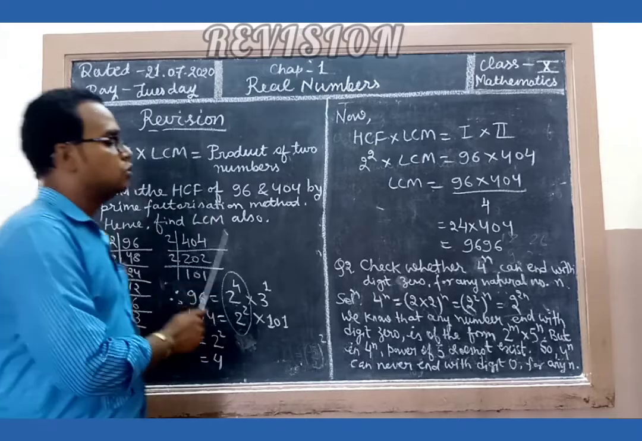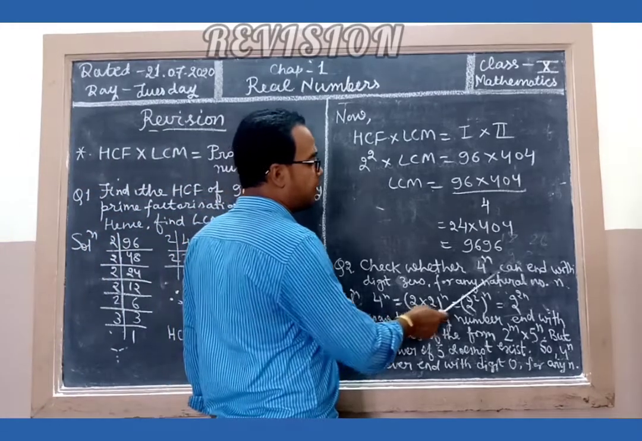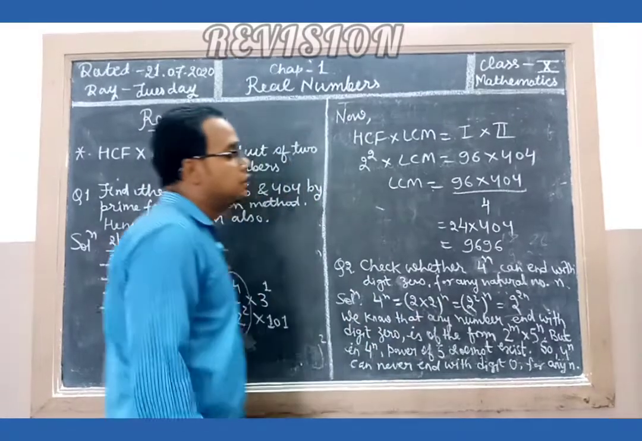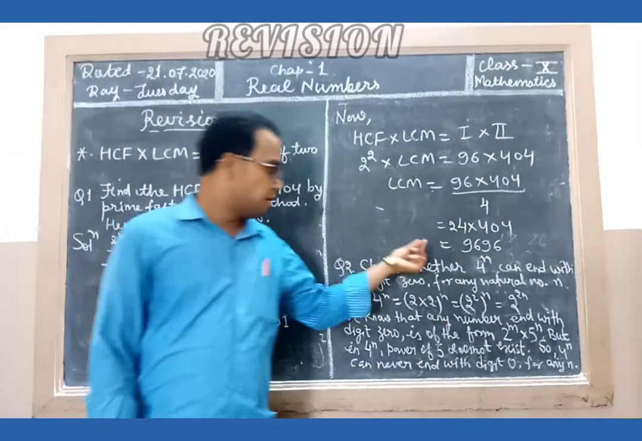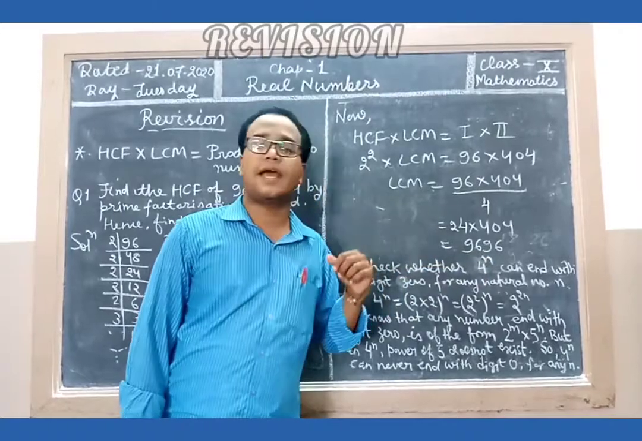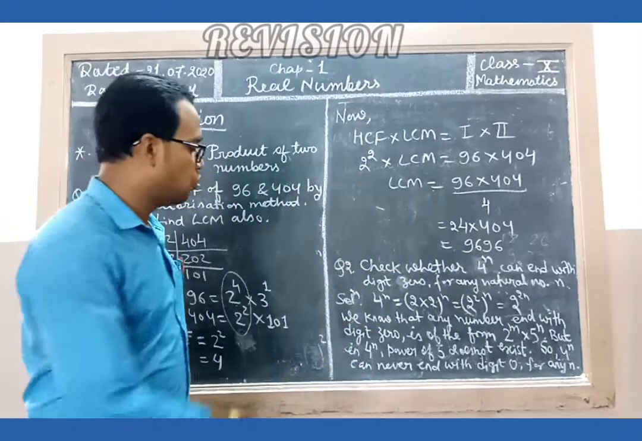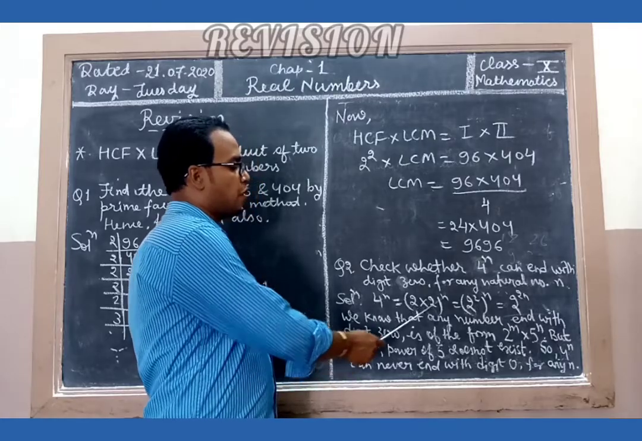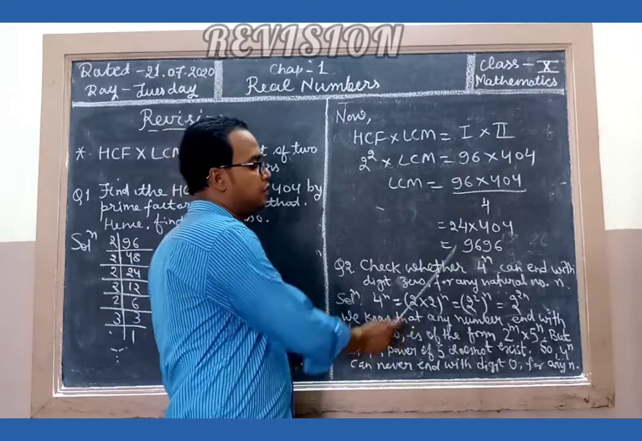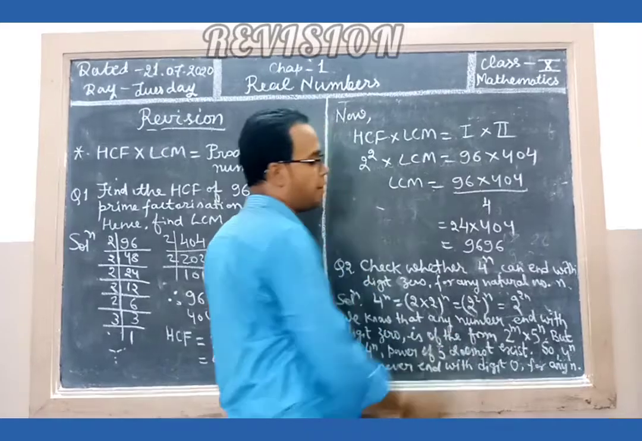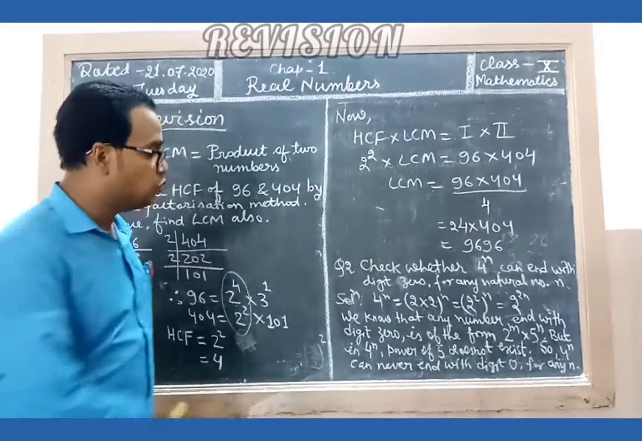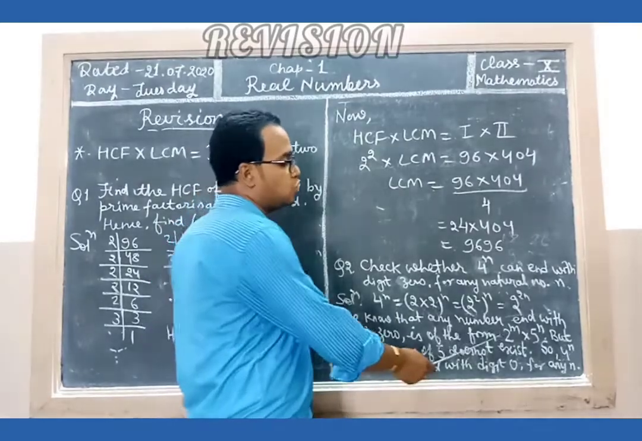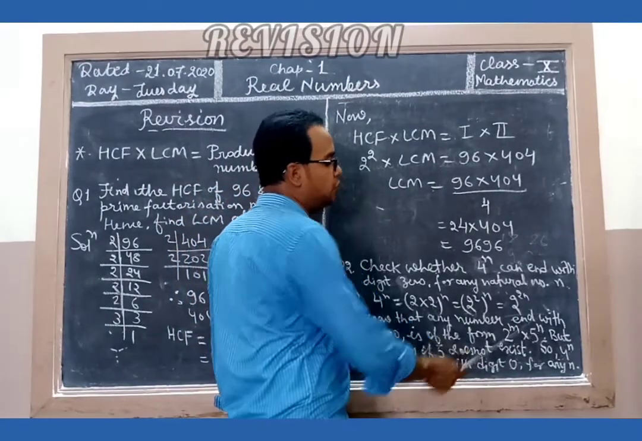Now question 2. Check whether 4 to the power n can end with digit 0 for any natural number n. So first of all we factorize 4 to the power n. It is 2 into 2 to the power n, it means 2 to the power 2n. We know that any number that ends with digit 0 is of the form 2 to the power m into 5 to the power n.